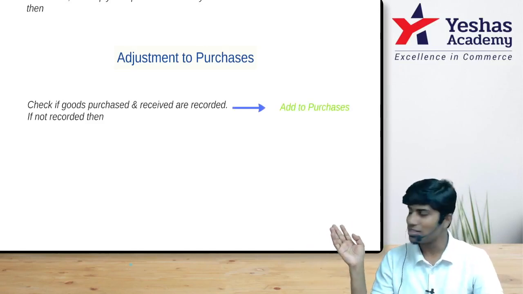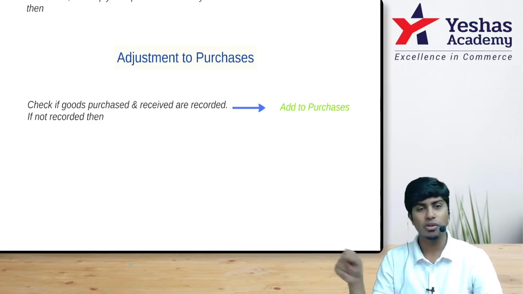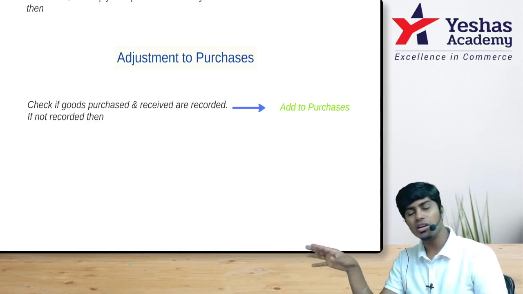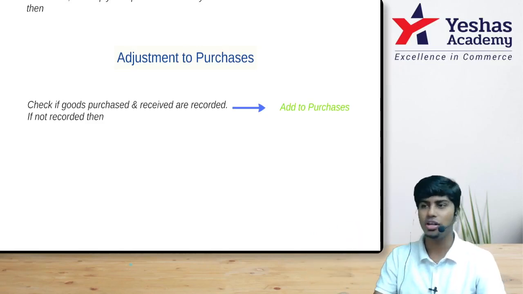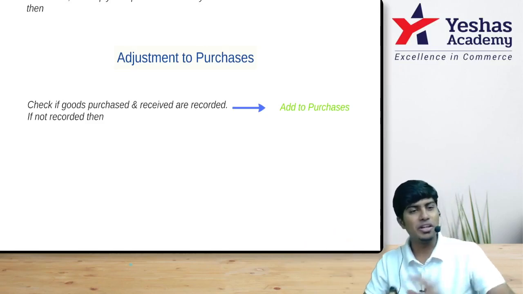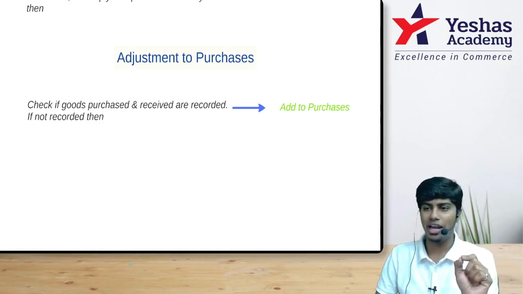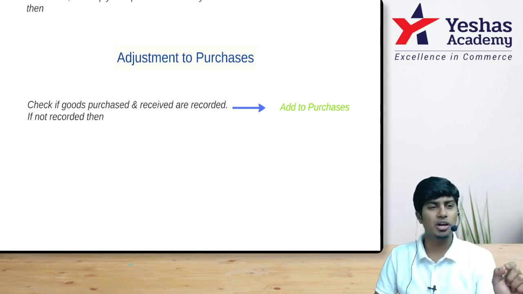Isn't this obvious? It is obvious, but in the question there will come some adjustments wherein they'll tell the goods were purchased and received, but however not recorded. You will be like, sir, how can that happen? They've told it's not recorded, so you should add. Are you getting what I'm trying to tell? They would have told purchases 10 lakh, and later in adjustment they'll say the purchases of 10 lakh doesn't include goods worth rupees 1 lakh purchased and received. They'll tell. Then what you do?